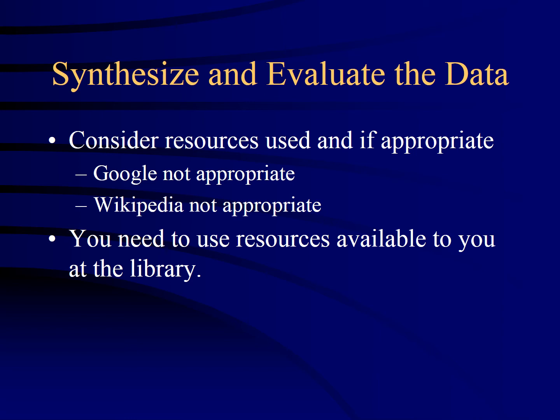Also, during this step, when you're synthesizing and evaluating the data, you need to verify the appropriateness of your resources. For example, we don't want to use Google to answer questions if at all possible. And if you search the primary literature, you need to make sure you evaluate the actual study and not simply the abstract. Again, make sure that you use the resources available to you at the library for answering your drug information questions. Google is not appropriate, nor is Wikipedia appropriate.